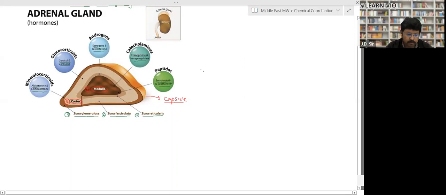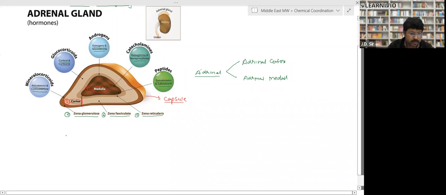It is made up of two layers: adrenal cortex and adrenal medulla, right? Further, the medulla is divided into three layers, right?